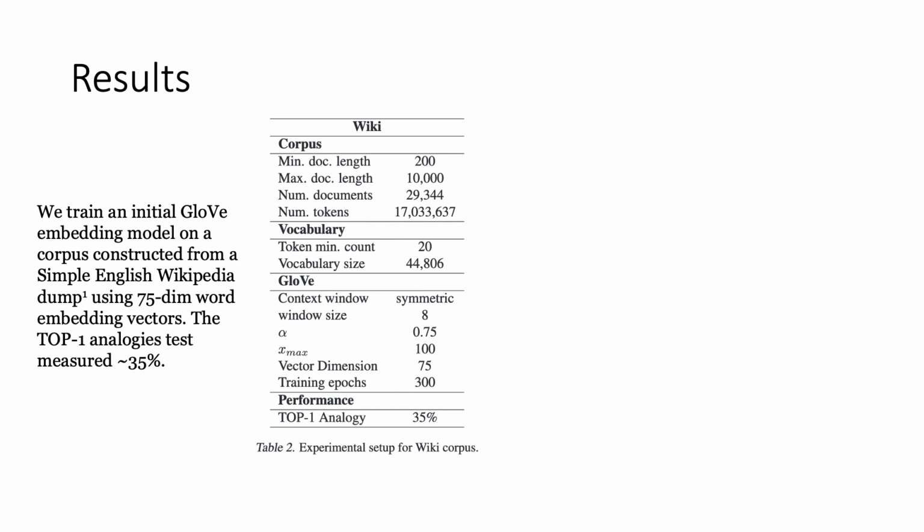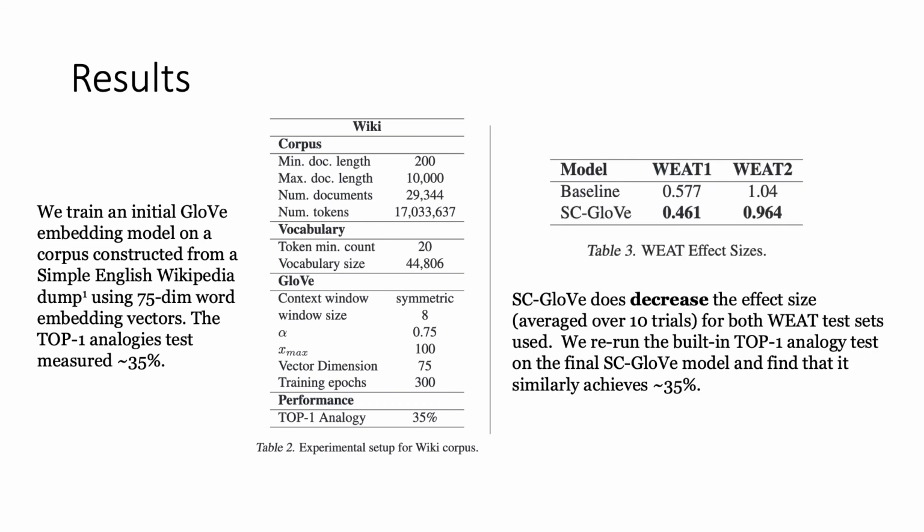We then measure the effect size from 2 different word embedding association test, or WEAT, word sets before and after our mitigation technique. And we observe that our source-critical GloVe does actually decrease the effect size, averaged over 10 trials, for both of the test sets that we use. We rerun the built-in top 1 analogy test on the final embedding model, and we find that it similarly achieves 35%. So we think this demonstrates a pleasant proof of concept that we can use explicit knowledge of bias to actually mitigate itself.